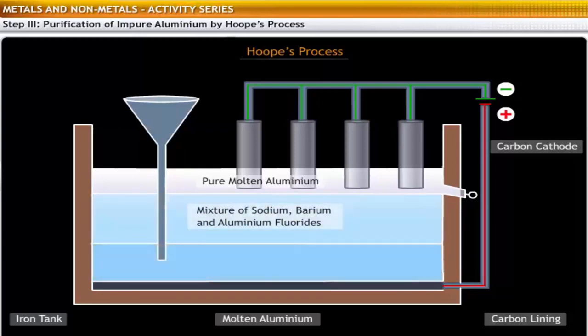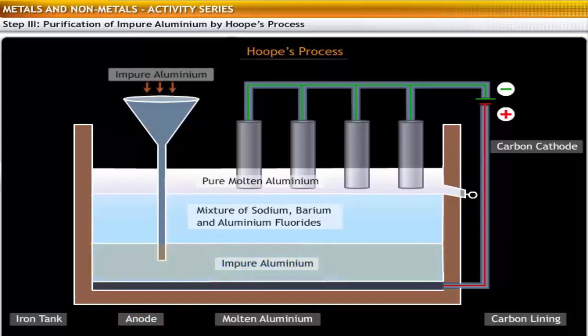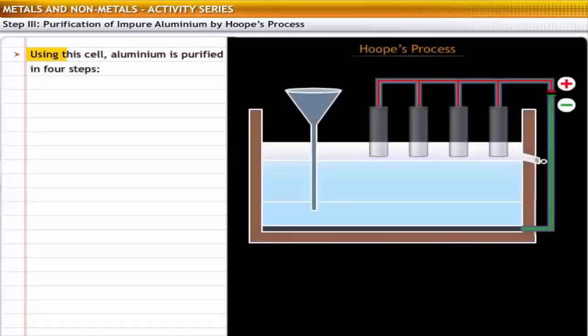Along with the carbon lining, it acts as the anode for the electrolytic cell. The bottom layer contains impure molten aluminium obtained from Hall and Heroult's process. Using this cell, aluminium is purified in 4 steps.